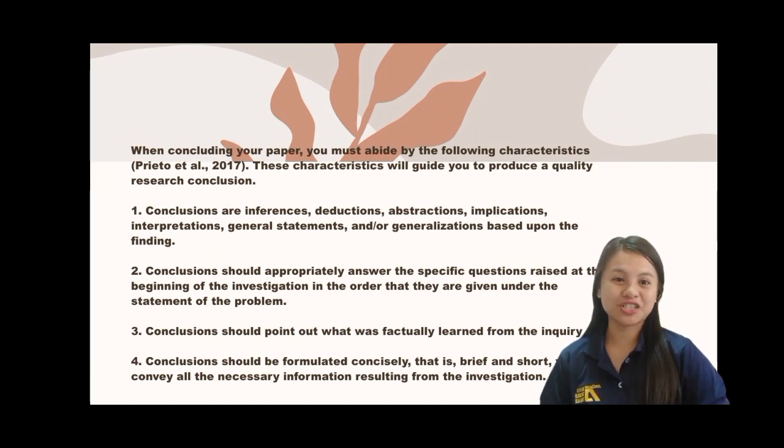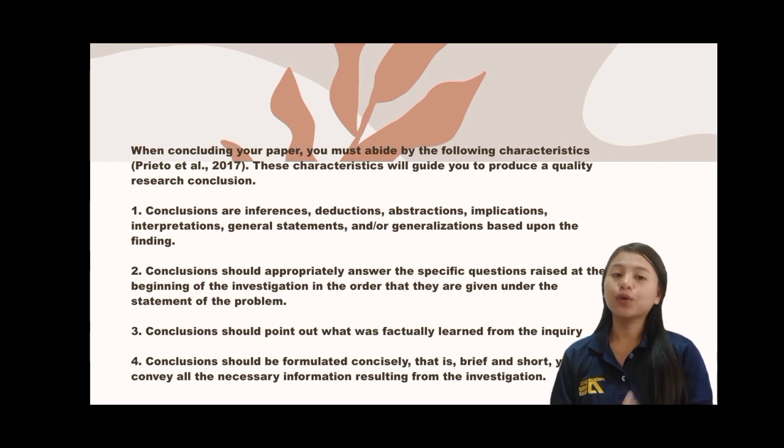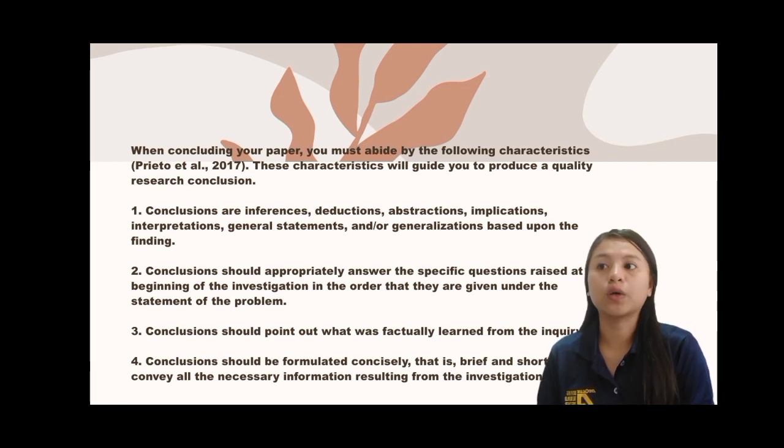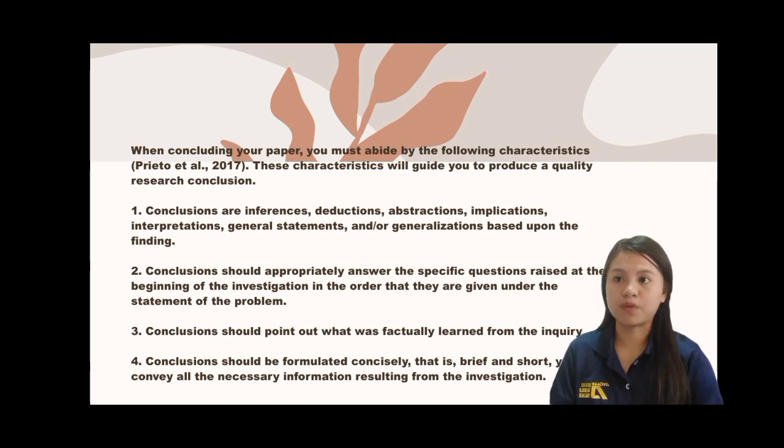Conclusions are the first section of chapter 5. This section, as described by Preto et al., 2017, is commonly composed of the inclusive summary of findings of the research study. In this section, you can find facts that were learned from the inquiry. The conclusion serves an important part in making a research paper, as it is the chance for the researcher to leave a lasting impression.